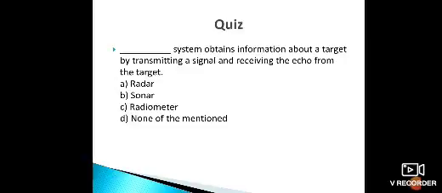In this session, and in the previous session also, I have told you about the radar, that is nothing but a radio detection and ranging system. The name already indicates that it is used for detecting the target, but the radar is used for having some information about the target by transmitting a signal and receiving the echo signals from the target. The answer is radar.